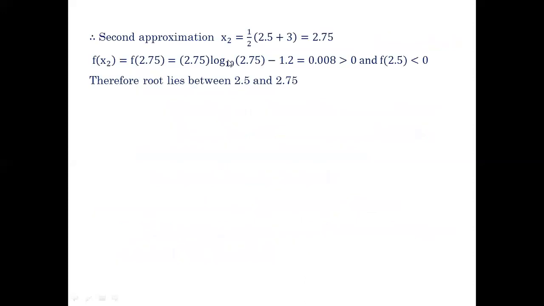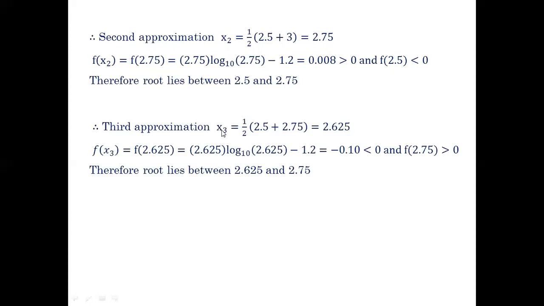The second approximation x2 is equal to 1 by 2 into 2.5 plus 3, which is 5.5 divided by 2, that is 2.75. Find out f of x2. x2 is 2.75. In f of x, replace x by 2.75, that is 2.75 log 2.75 minus 1.2, which is equal to 0.008, which is positive, greater than 0. And f of 2.5 is less than 0, as seen in the previous step. Therefore, the root lies between 2.5 and 2.75.